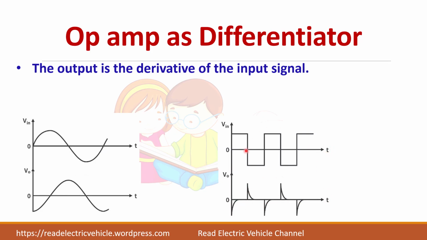Because we know the derivative of a constant is 0, we will get the output only during the transition points. For a positive transition, we will get a positive pulse, and for a negative transition, a negative pulse. This type of waveform is especially useful for edge detectors. So this transition can be easily detected by differentiator circuits.